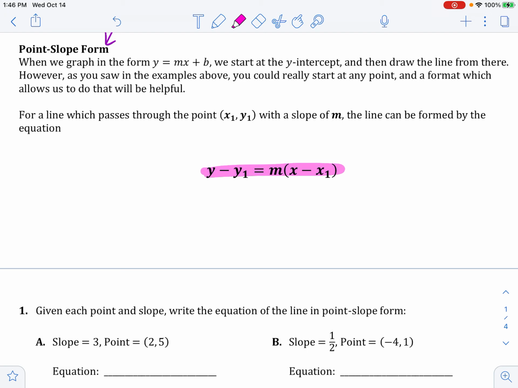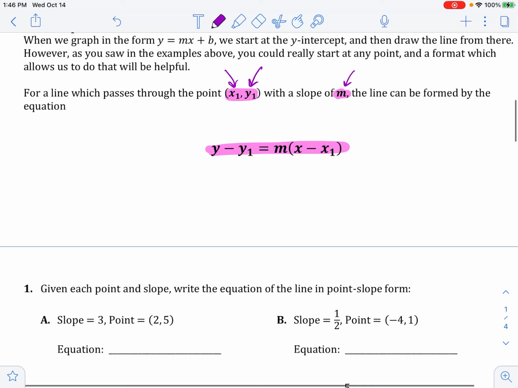Okay, this is point slope form. The reason it's called point slope form is because you need a point, x1, y1, and you need the slope, m, to write the equation. And then it's going to be y minus whatever this value is equals whatever this value is, parentheses, x minus whatever this value is.